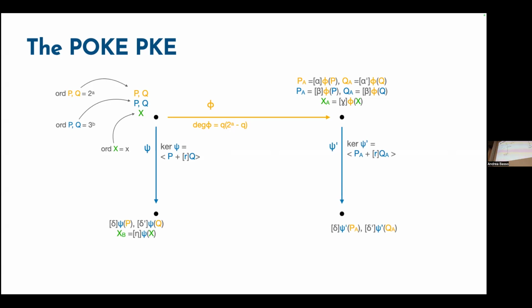And because of what we've seen before, this gives us a commutative diagram, and this allows the party that knows the degree of phi, that knows Q and the scaling values, to obtain a representation of phi prime. And once they have that, then both parties can obtain the same value X_AB, which can then be used to encrypt a message by the sender. So this is how the PKE looks like and how it works.